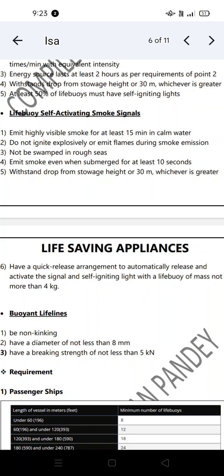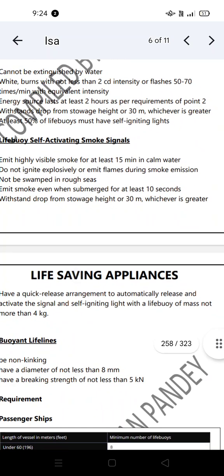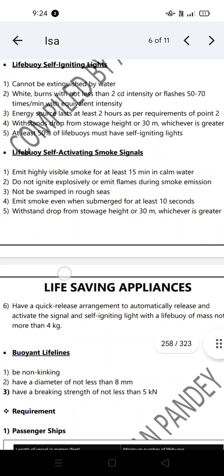It should withstand a drop from stowage height or 30 meter, whichever is greater. Withstand drop from stowage height or 30 meter, whichever is greater, and emits, okay.